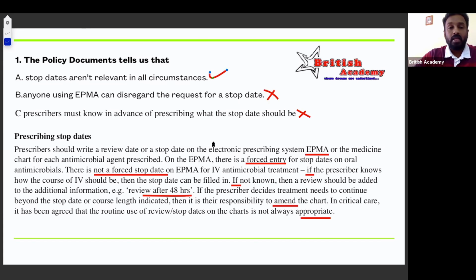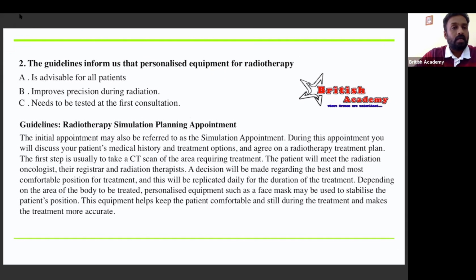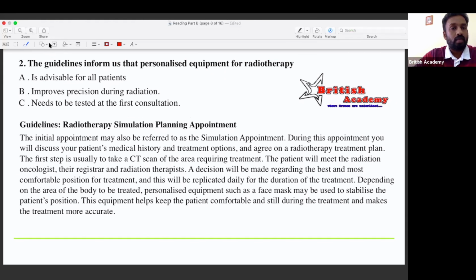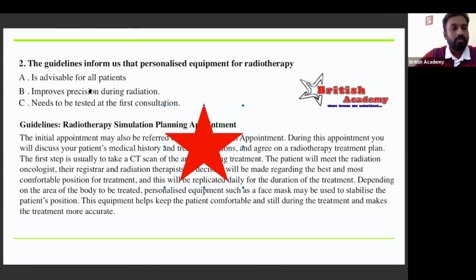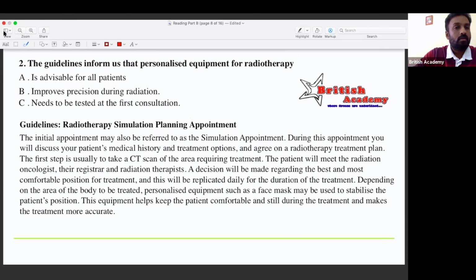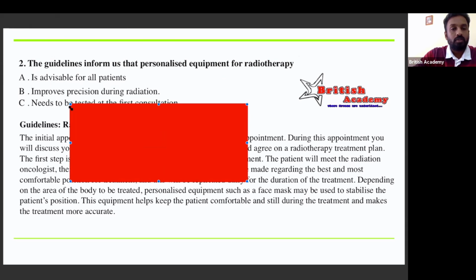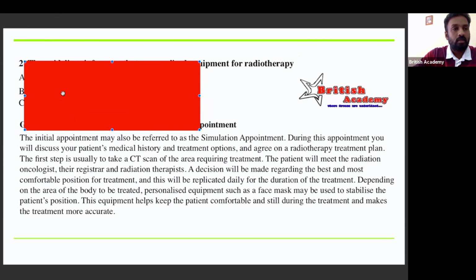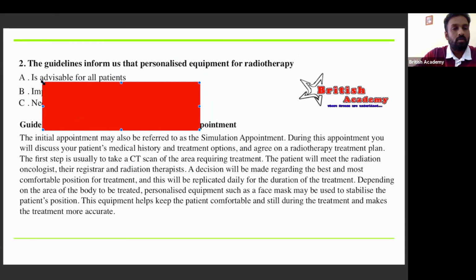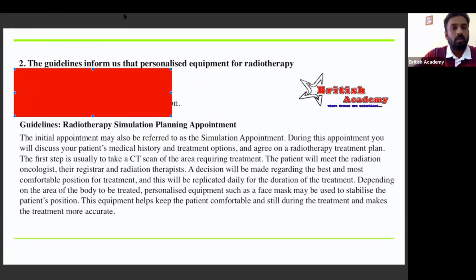Okay, now let's move on to the next one. Again, I'll take an image and I'll just cover the options. Don't look at the options, don't cheat. Okay, here we go. Okay, so I'll give you 1 minute, go through the text.